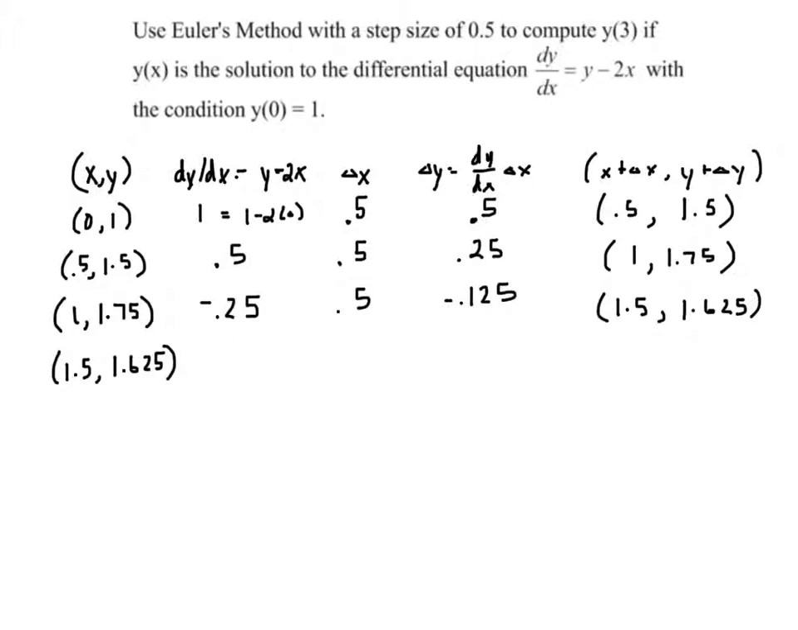So we do that: 1.625 minus 2 times 1.5, and we get negative 1.375. This stays the same. Multiplied by 0.5, we get negative 0.6875. So we're now at 2. We've only got a couple more steps to go.